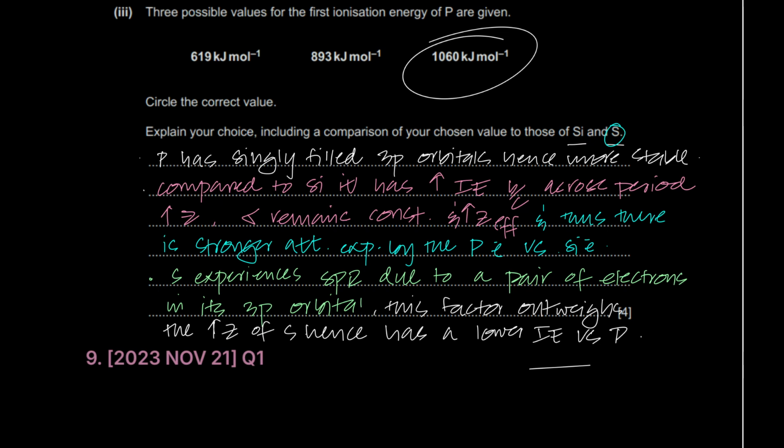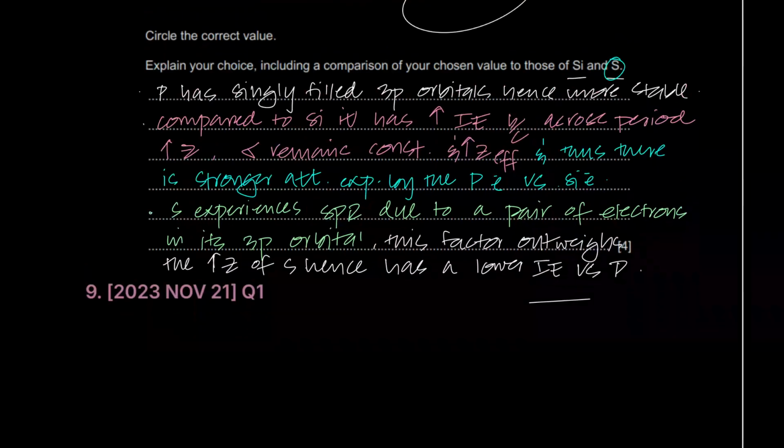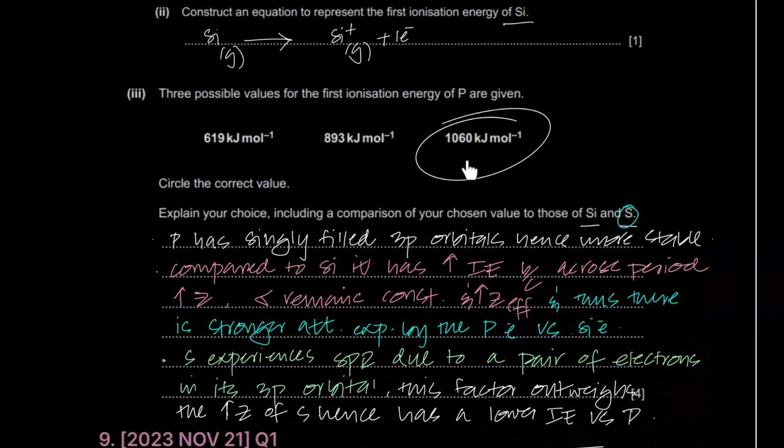You know, we've already studied all of this. I hope you guys can recall it even. So 3 points and 3 marks. 1 mark for choosing the correct value, and then 3 marks here. How easy is that?